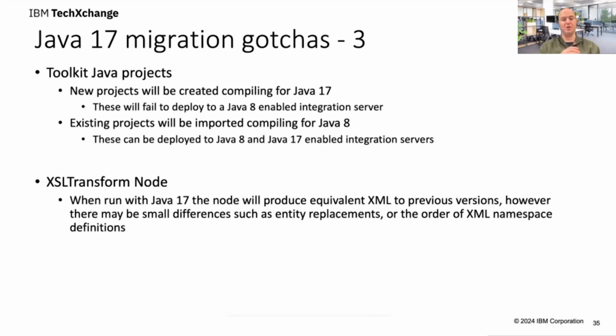The final gotcha that we know about at the moment is around the XSL transformation node. When we run that with Java 17, because the XML parser and other components available inside the new Java version are slightly different, you get syntactically equivalent XML coming out compared to the previous version. However, there may be slight subtle differences.